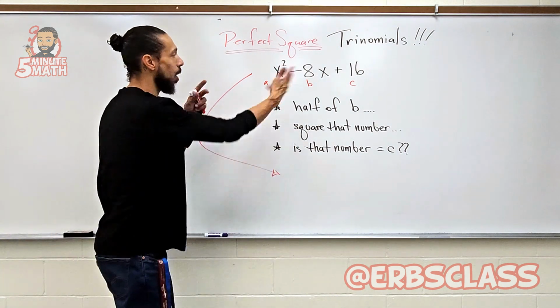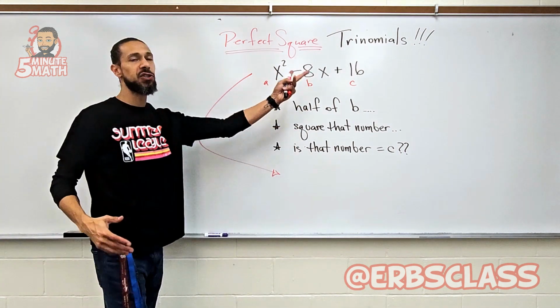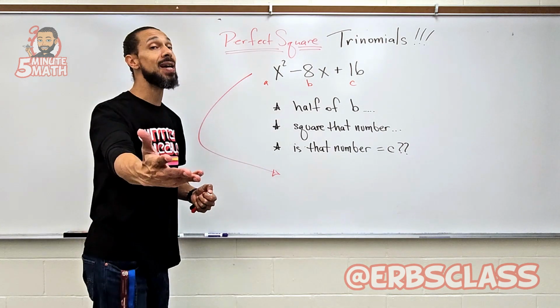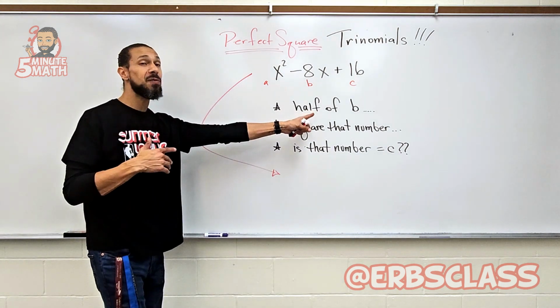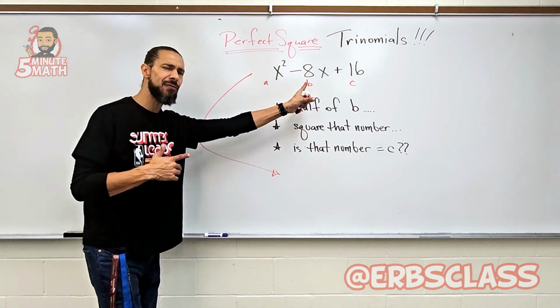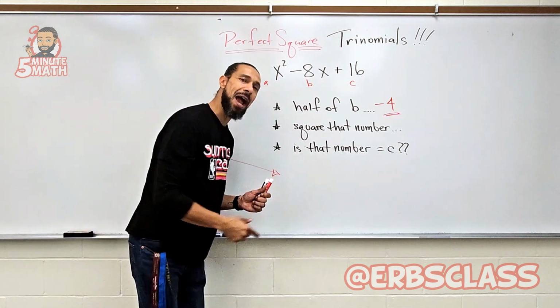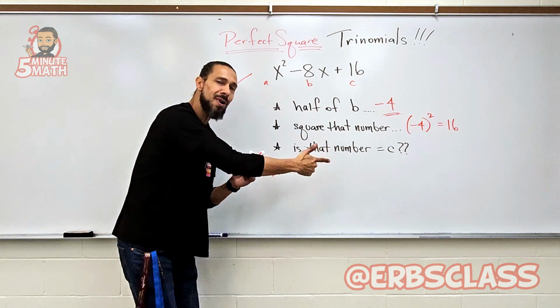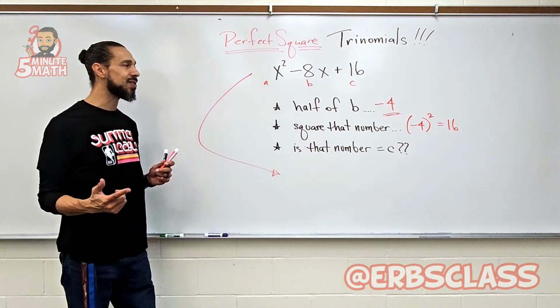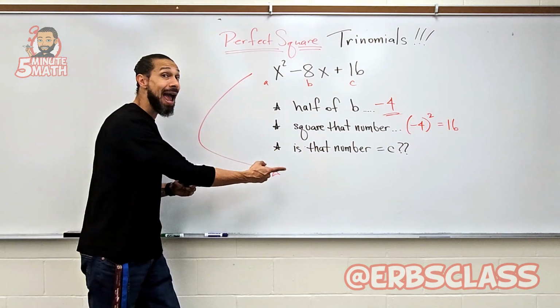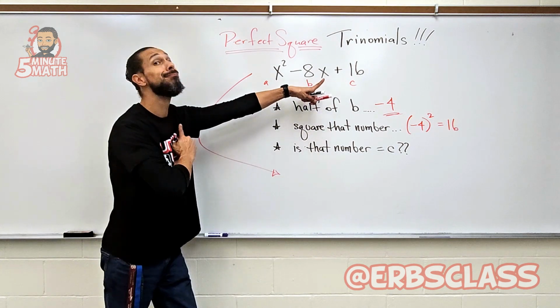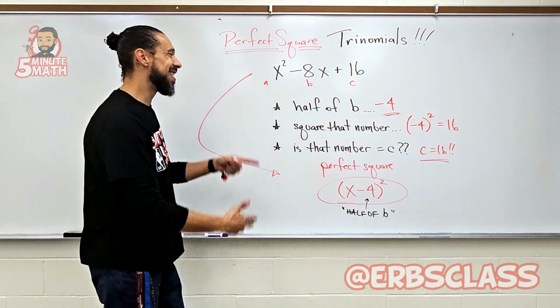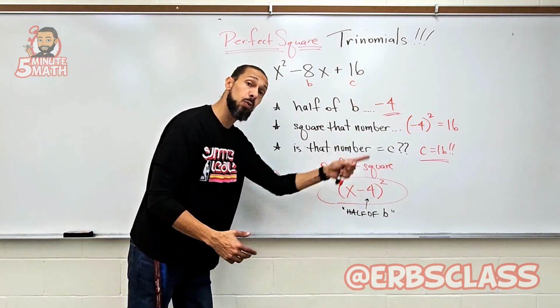So I went ahead and left A, B, and C, and changed the coefficients a little bit. Same test applies: half of B. If B is -8, what's half of -8? -4. And if I square -4, remember a negative times a negative is a positive. So is that what I have for C? Now, notice C is equal to 16.